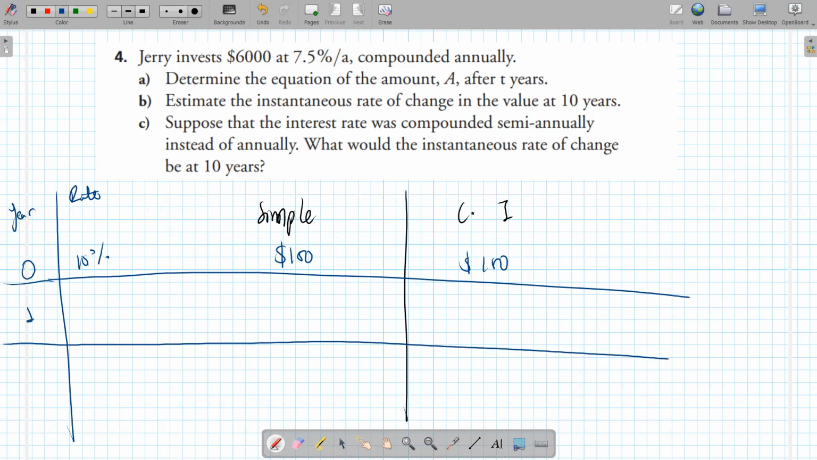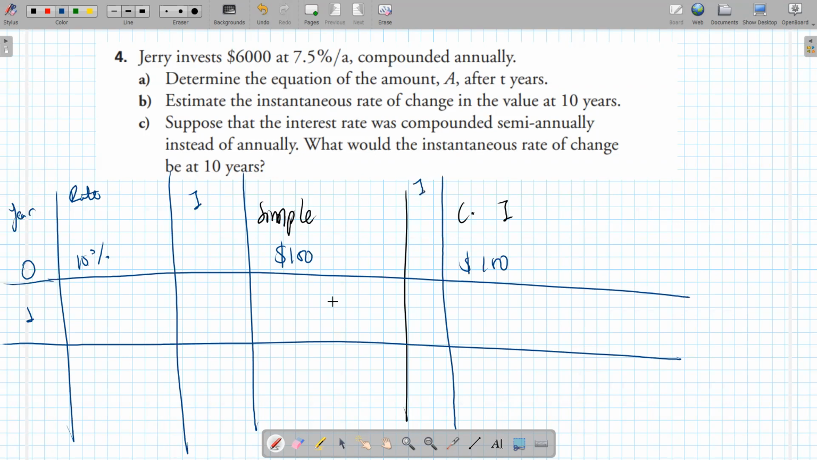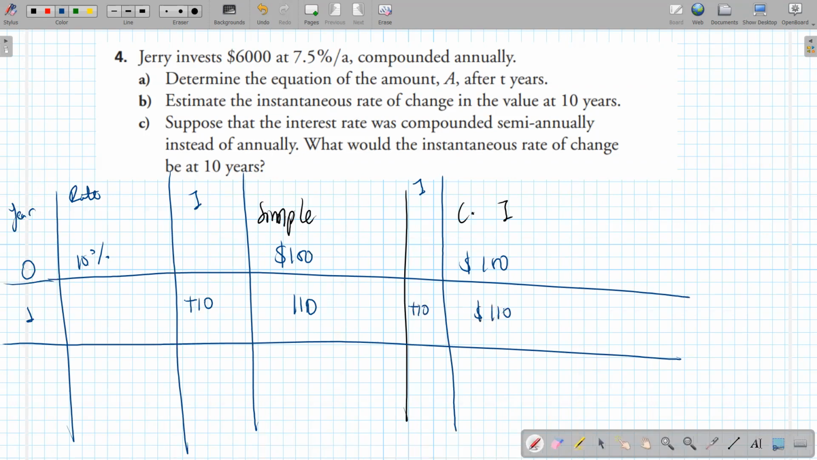So after year one, the interest you would have earned for simple interest, what's 10% of 100? It's 10. So you get $10 interest, and your total amount becomes 110. For compound interest, it's exactly the same. 10% of 100 is still a plus 10. For the first year, your two numbers are going to be exactly the same.